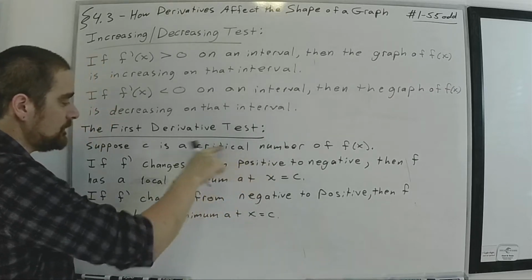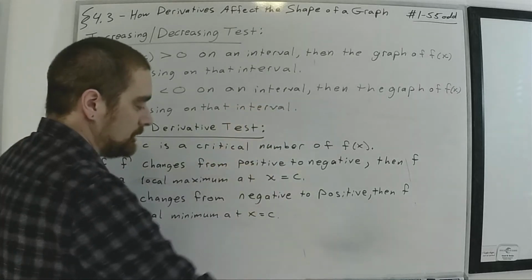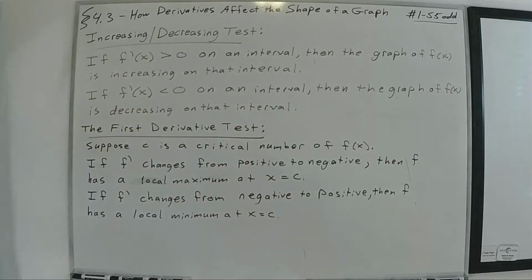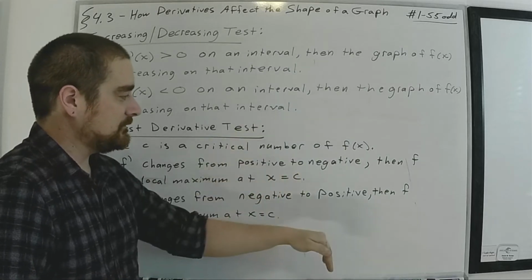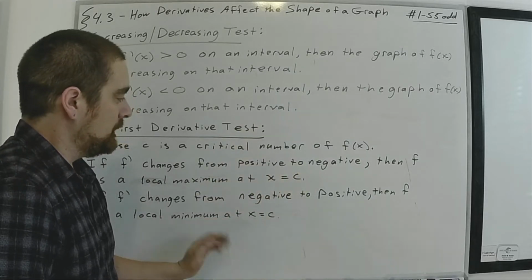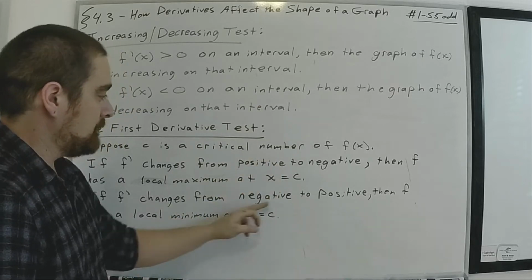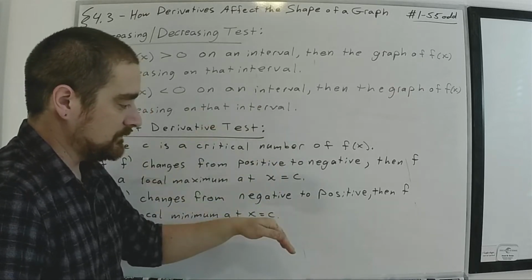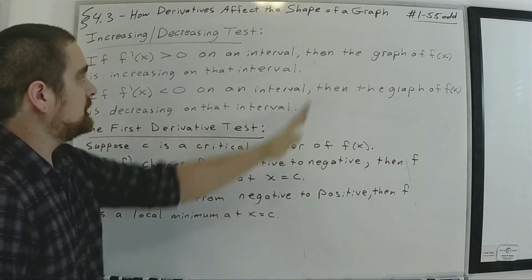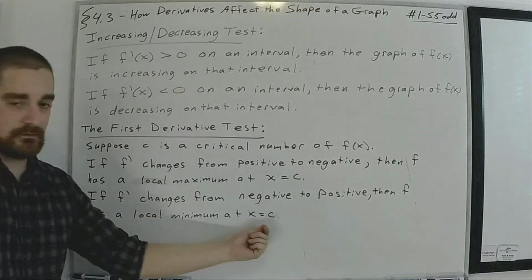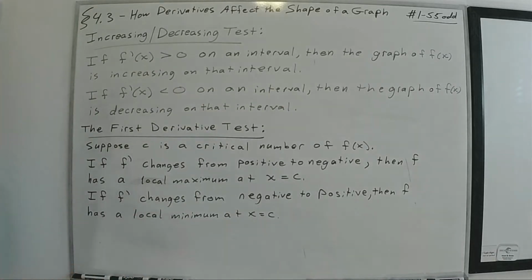Right? If we can show that our critical number gives us a little bit to the left and a little bit to the right, this type of information, positive to negative, left and right of the critical number, we've increased and decreased, and we've actually hit this maximum. If we go from negative to positive, we had a derivative that was negative, then a derivative that was positive. So we must have been decreasing, then increasing. That means that that critical number c must be providing some sort of minimum.